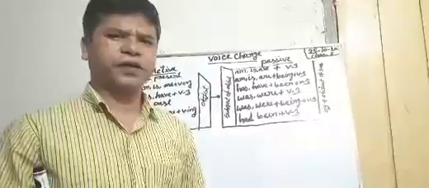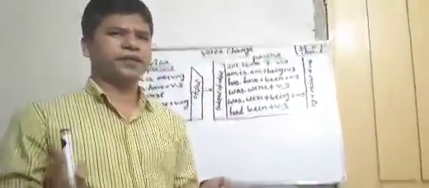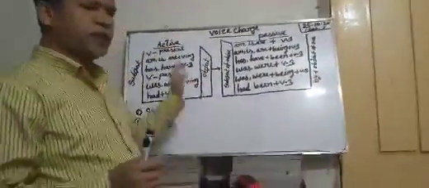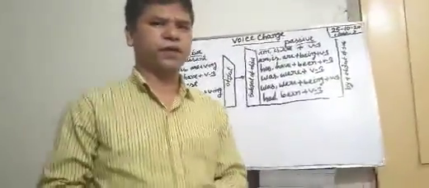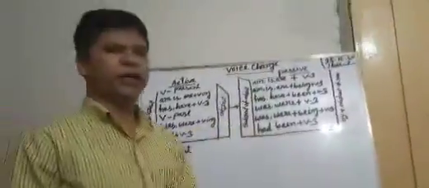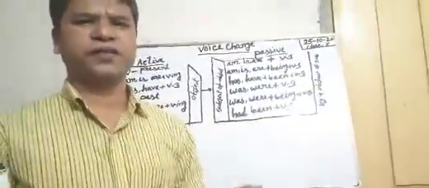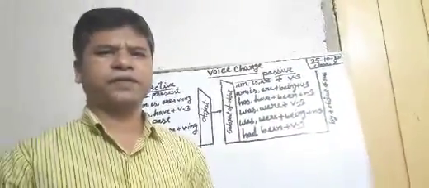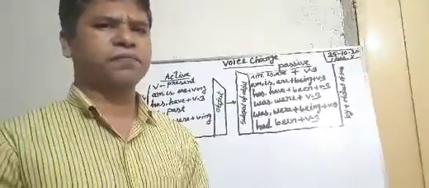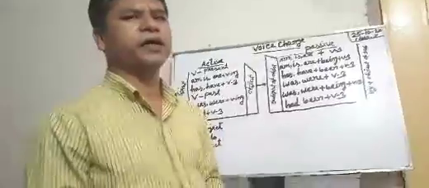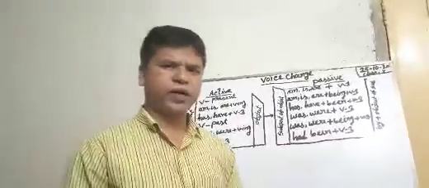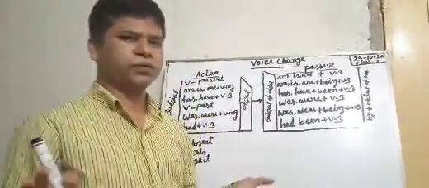Have you understood, my dear students? I repeat again. Active voice is such type of sentence in which the subject does the work actively by himself, and passive voice is such type of sentence in which the subject doesn't do the work actively by himself, rather the work is done by the subject. Okay? I hope you have understood the point.